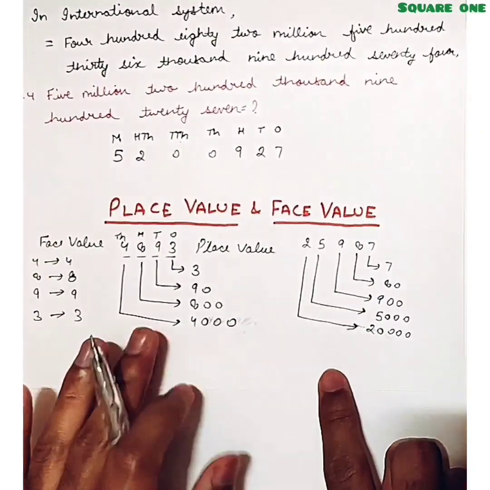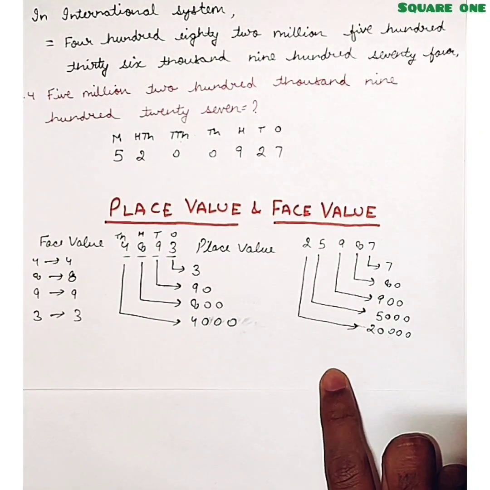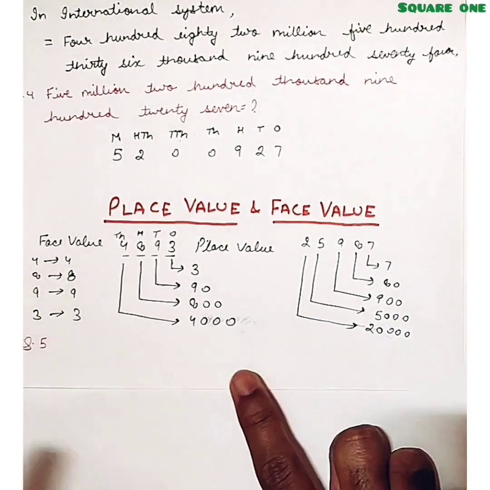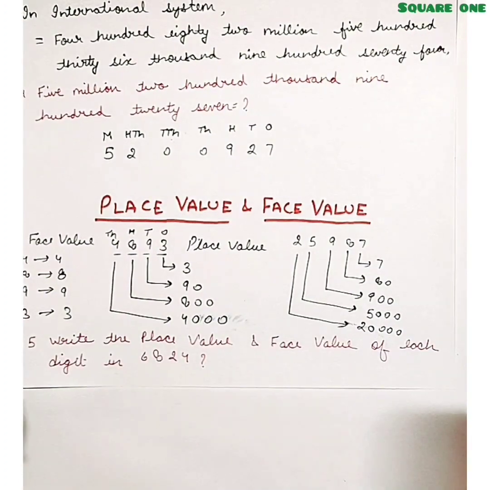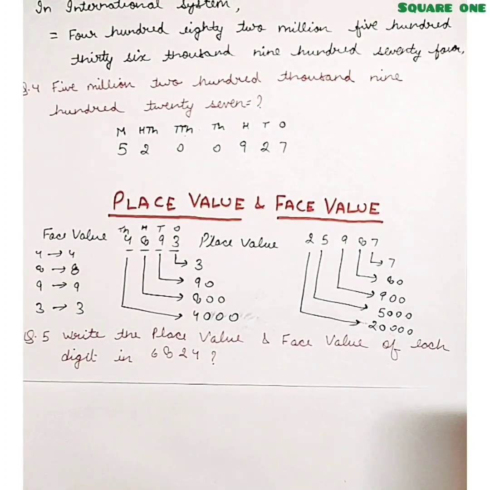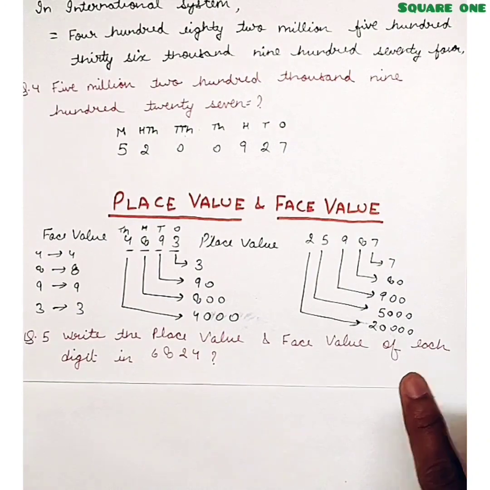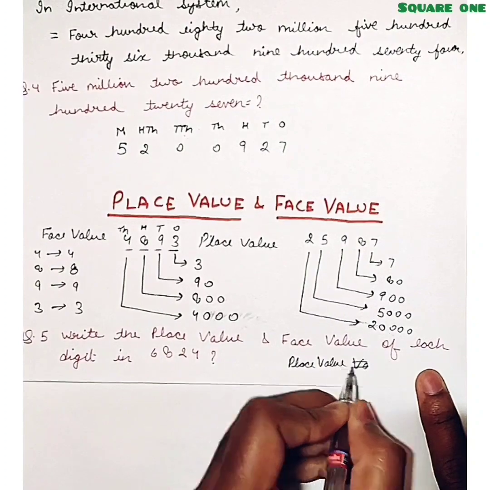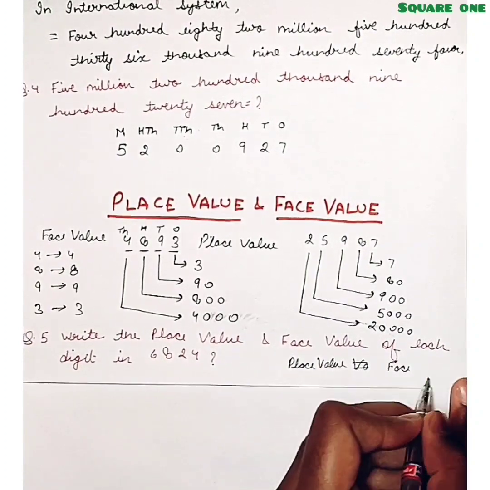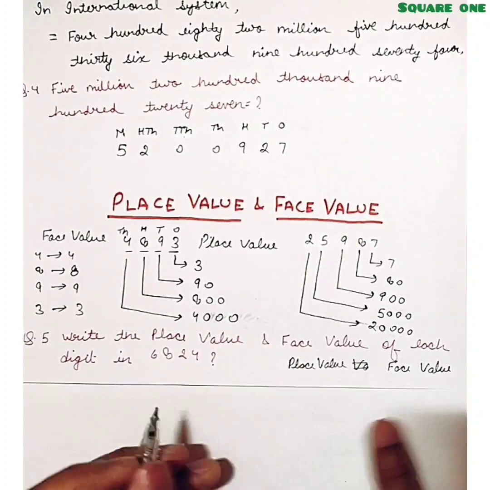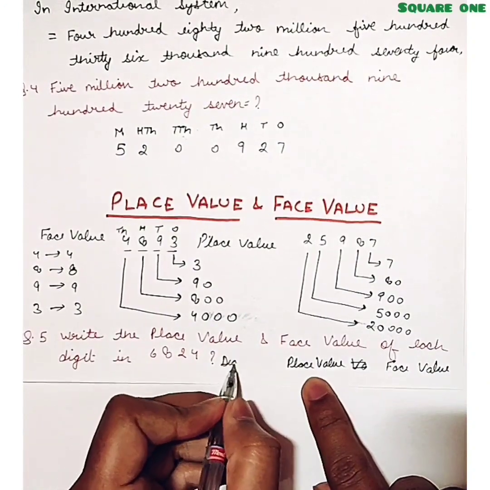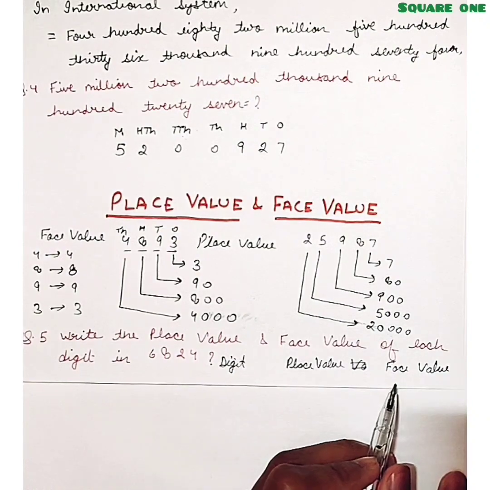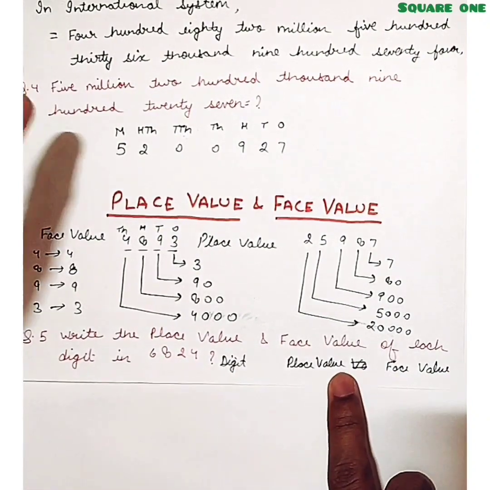Let me give you another question. Question number 5. I gave you 4 questions in the previous video, so this is the 5th question. You have to write the place value and the face value of each digit in this number 6824. What you have to do is make 3 columns. One is for digit, another is for place value, and the third is for face value. Write the digits in order, and their place value and face value for each digit. Okay, this is how you will write the solution of this question.